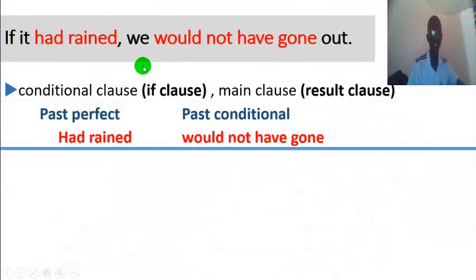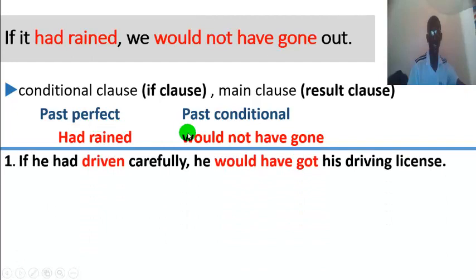If it had rained, we would not have gone out. Had rained is past perfect. Would not have gone is the past conditional.